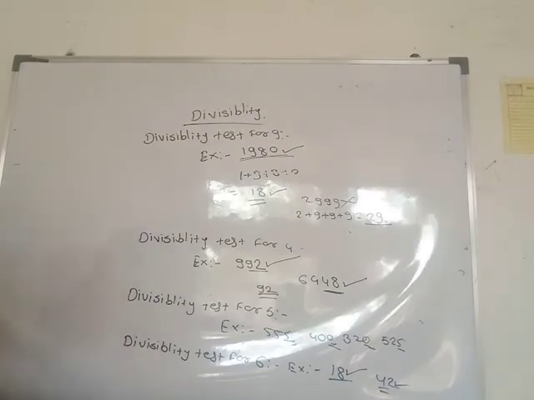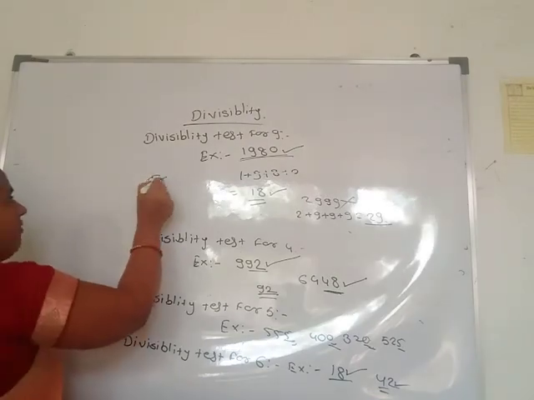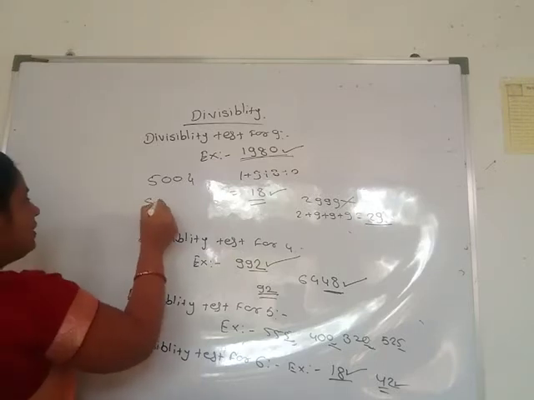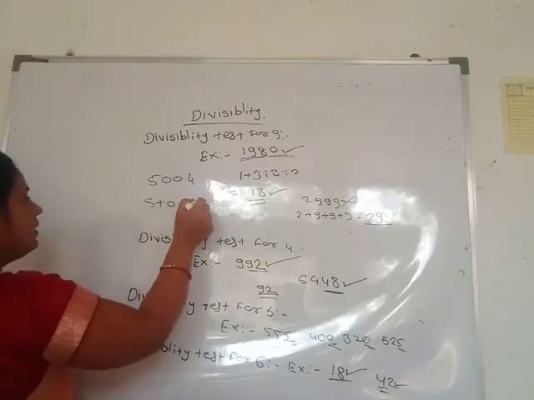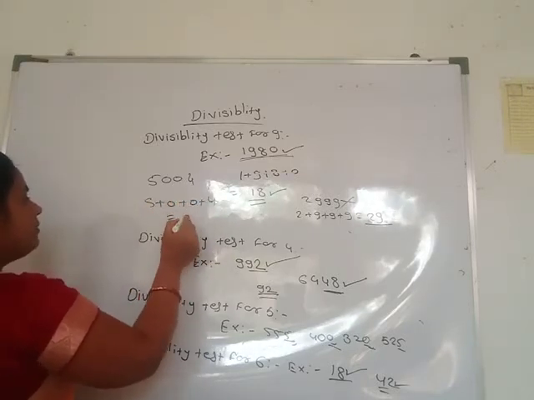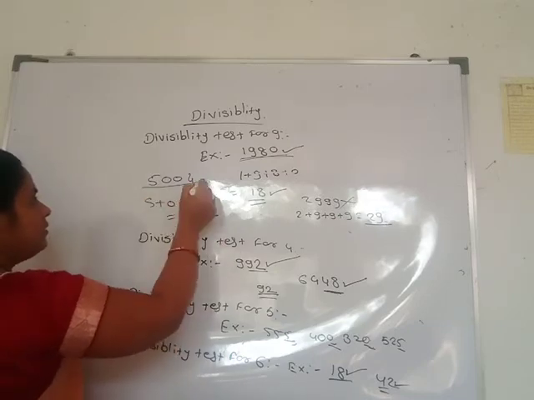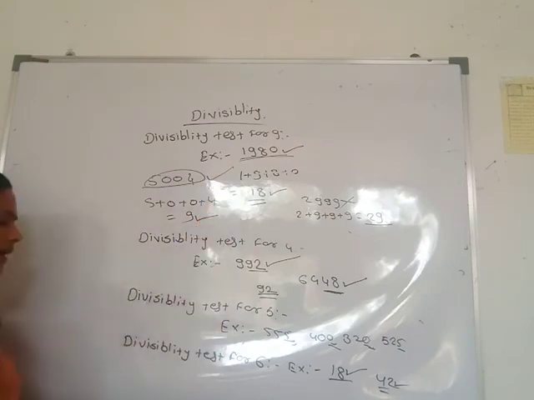Again, one example. 5004. Do the sum of the digits of the number: 5 plus 0 plus 0 plus 4. Then 5 plus 4, 9. This is divisible by 9. Therefore, this whole number is divisible by 9.